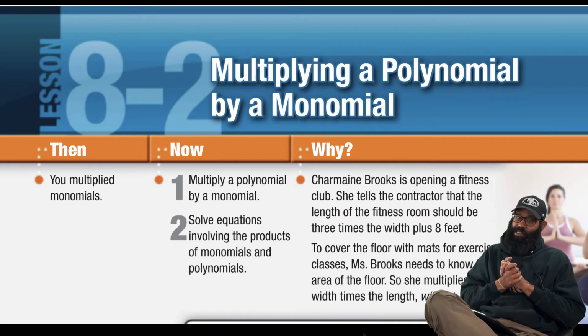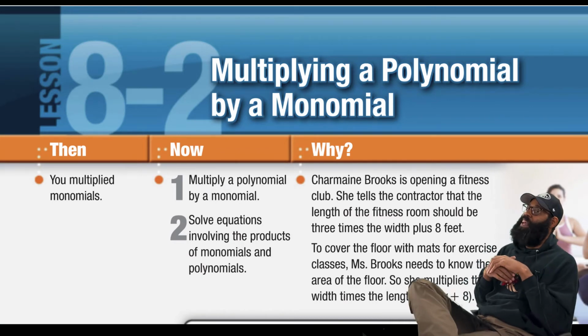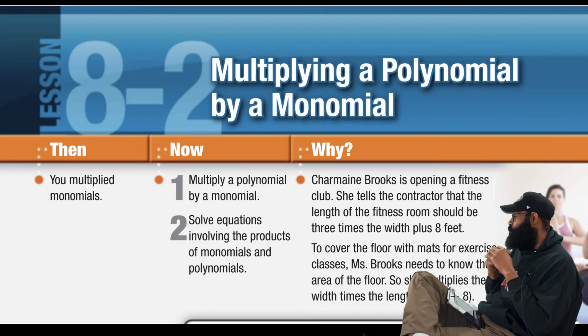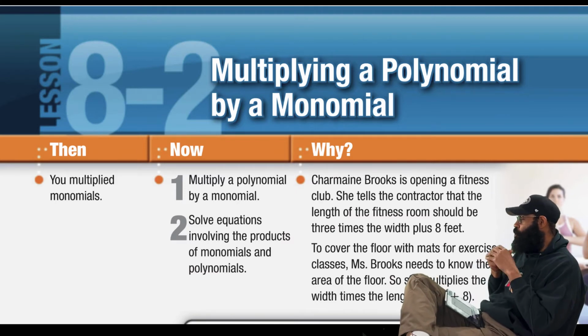One of my favorite lessons, one of my favorite skills to teach the young folks. Take a look at it. Chapter 8, Lesson 2. Multiply a polynomial by a monomial. The objectives, according to McGraw Hill, Chapter 8, Lesson 2: multiply a polynomial by a monomial, and second objective, solve equations involving the products of monomials and polynomials.